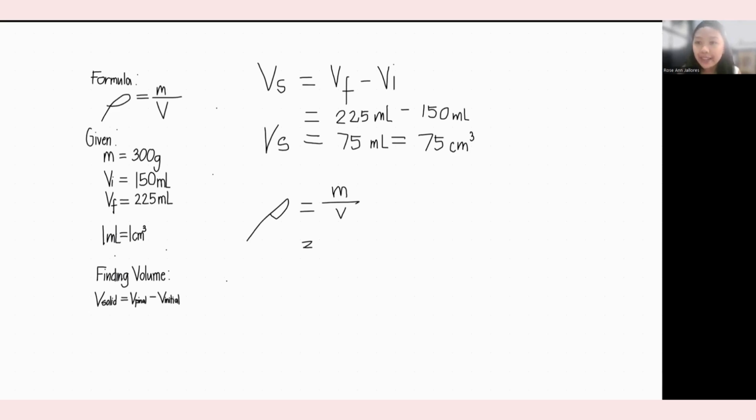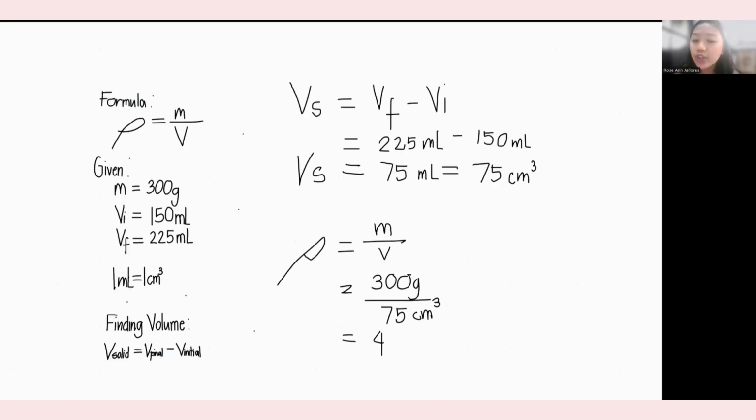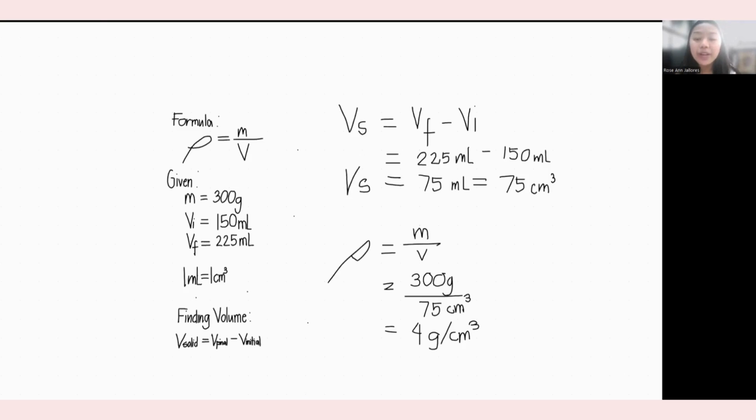So let us now find out. This will give us 4. Our unit is grams per cubic centimeter. We have already found the density of the object and also the volume. Therefore, the density of the metal object is 4 grams per cubic centimeter.